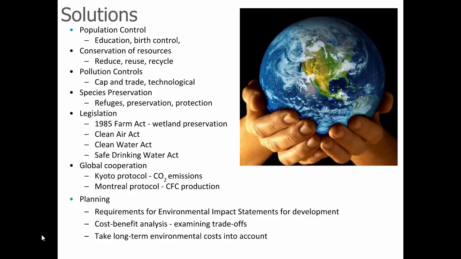There are solutions though, things that we can do. Controlling population, conserving resources, pollution controls, ways to preserve species, and so forth.